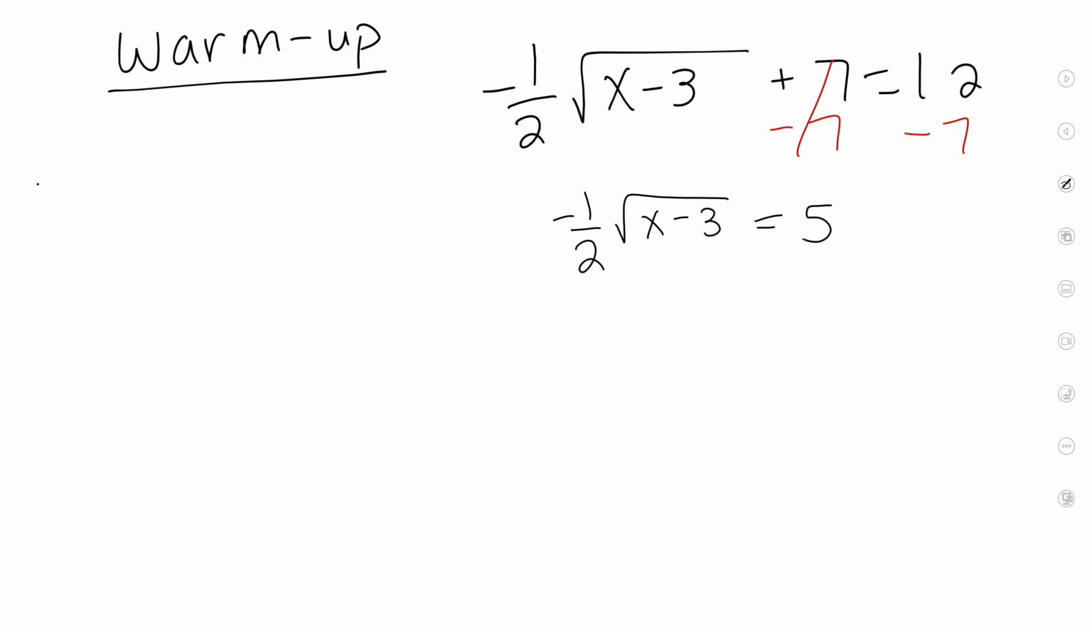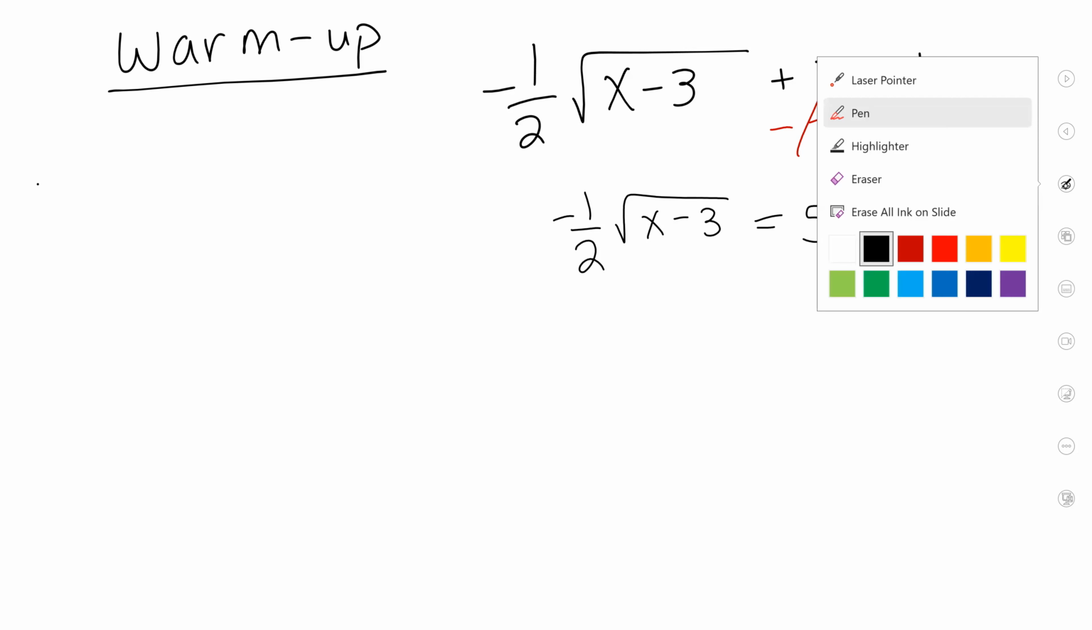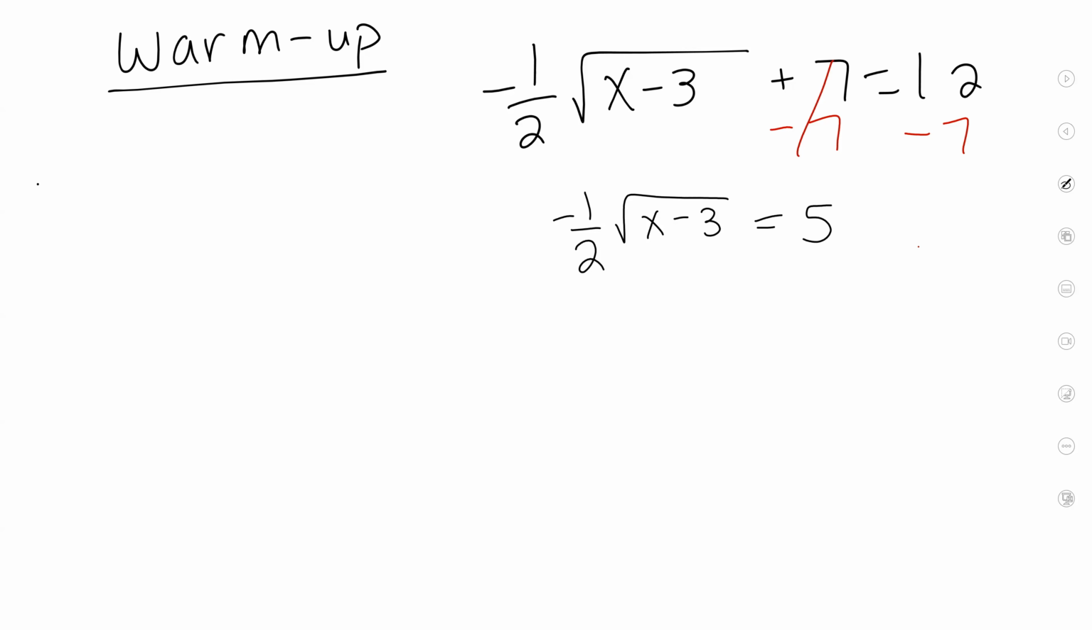Okay. What do I do next? Good. What's another way of dividing by 1/2? Multiplying by 2. Y'all are saying the exact same thing. So I'm going to just do this and cancel it out, and I'm going to multiply this side by 2. Okay, so I have -1 square root x minus 3 equals 5 times 2, which is 10.